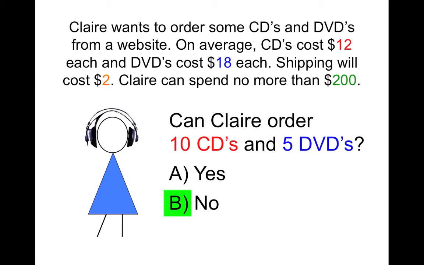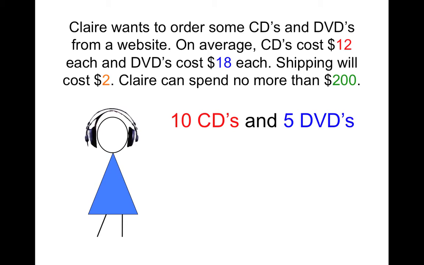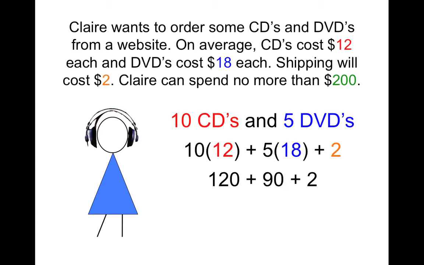If she places that order, she'll spend more than $200. To find the cost of 10 CDs, we'll multiply 10 by 12. And to find the cost of 5 DVDs, we'll multiply 5 by 18. That's how much each one costs. And then we have to add on $2 for shipping. So she'll spend $120 on CDs, $90 on DVDs, and the $2 on shipping, which altogether comes to $212. This is more than she wants to spend.